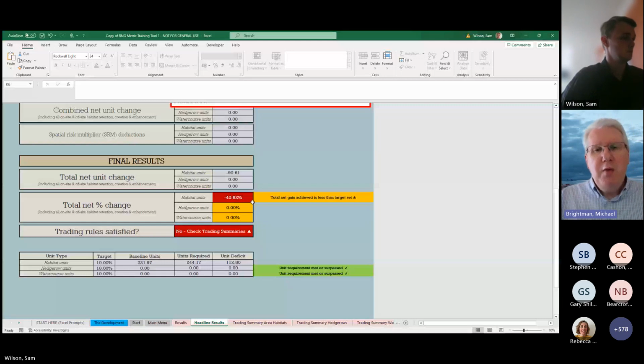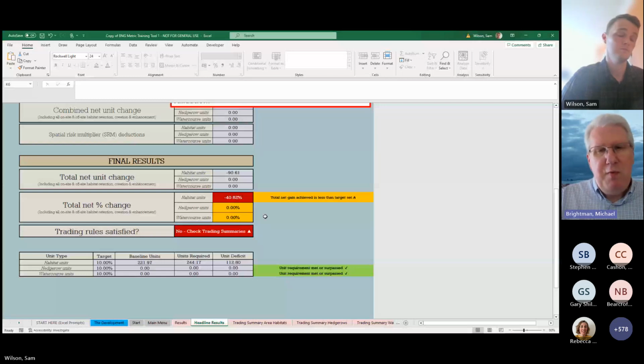So you'd get your metric, you'd check your start page, and then you'd come to the headline results page, where you've got a red box. Unless it's permission to purchase credits, Rule 5 being instigated, or an outline application, this metric would fail validation.